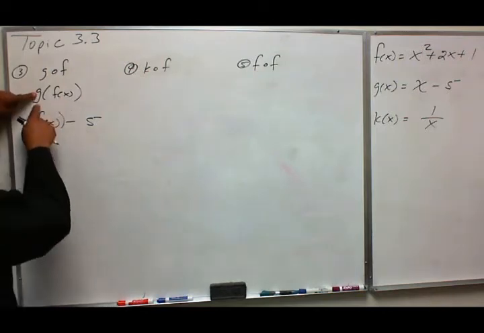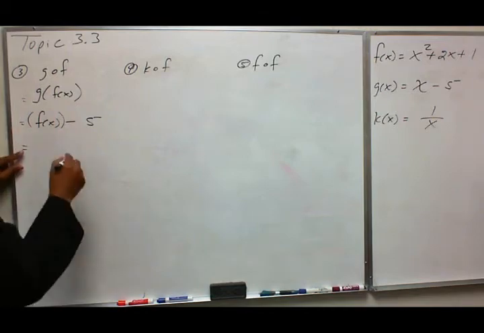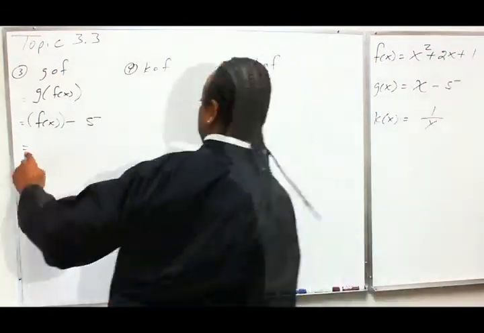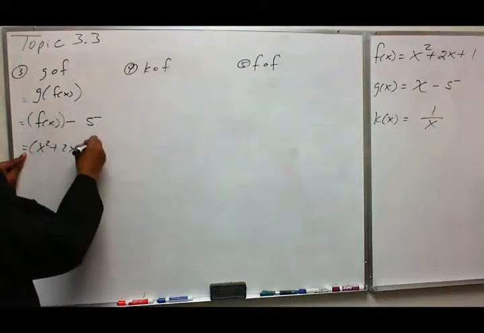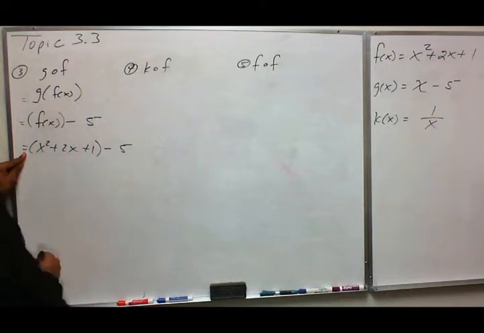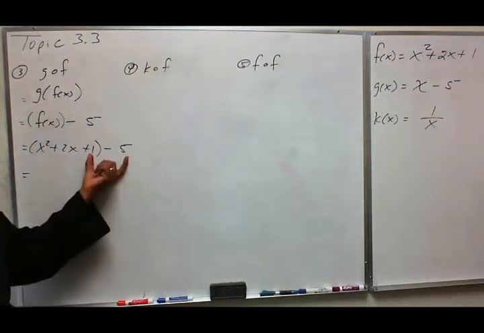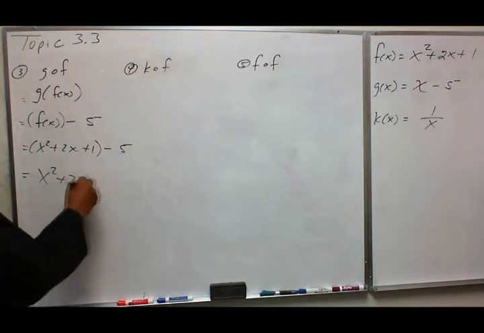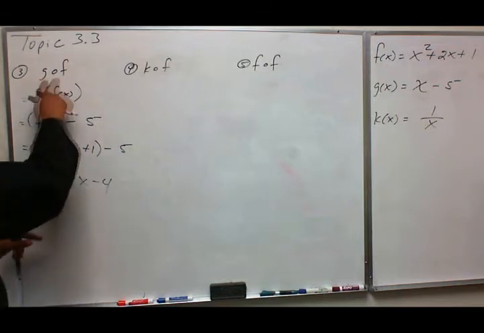Next, now that I got the outer function, now I'll deal with the inner function, the f of x. F of x is defined as x squared plus 2x plus 1. So this will be x squared plus 2x plus 1, all minus 5. These two are like terms. I can simplify those and get x squared plus 2x minus 4. And this is the function for g composed with f.